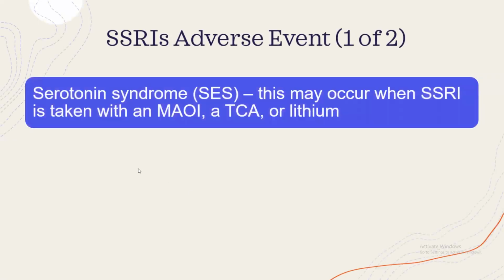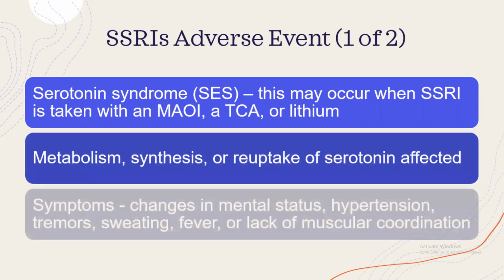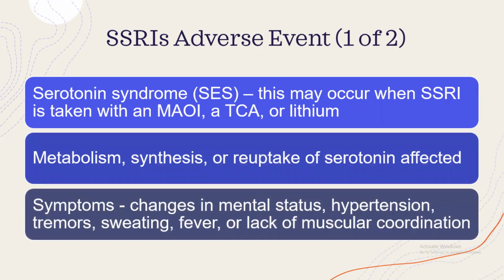Now they are telling you about the serotonin syndrome that we learned, SES. This may occur when the SSRI is taken with an MAOI, that is a MAO inhibitor, or a tricyclic antidepressant or lithium. So if a person is taking an SSRI for a depressive disorder, they should not be taking MAO inhibitors, TCAs, or lithium along with them. They affect the metabolism, synthesis, and reuptake of serotonin. That's why we do not take them together. The symptoms include changes in mental status, hypertension, which is high blood pressure, tremors, sweating, fever, or lack of muscular coordination.